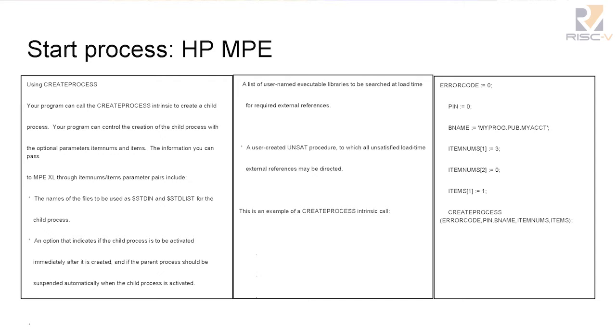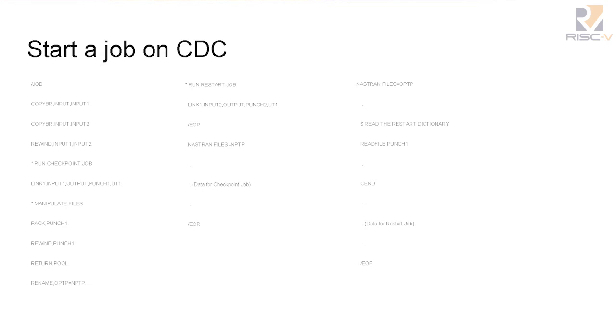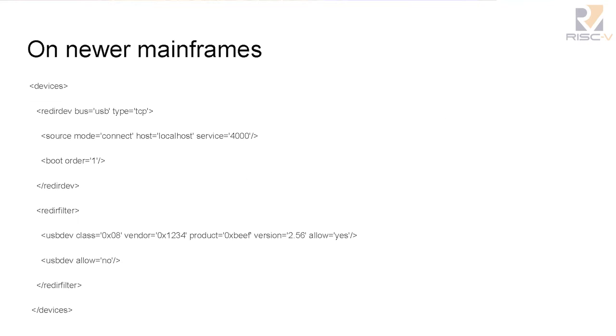So here's HP MPE from the 70s, and don't read that, it'll give you a headache. Here's the classic IBM job control language. I believe this is CAT. I am not sure, but like line 3, step 10, there's where you name your program. So if you want to start a program, you set up your virtual card reader and you submit your virtual card deck, and it kind of runs. There's a CDC Nastran job deck, as they call them. Here's another JCL for newer mainframes. All of a sudden now it's got lots of angle brackets because it's XML.